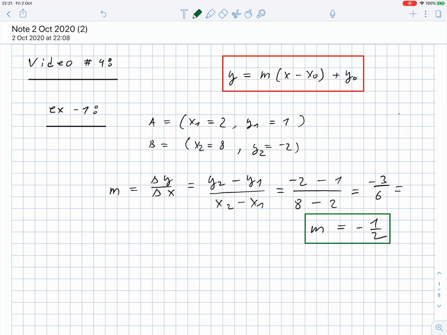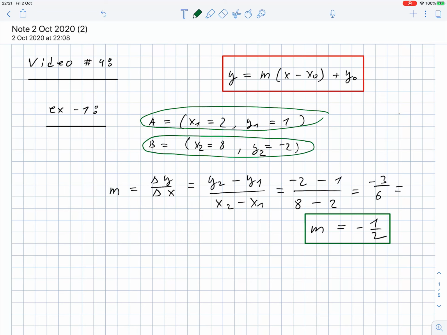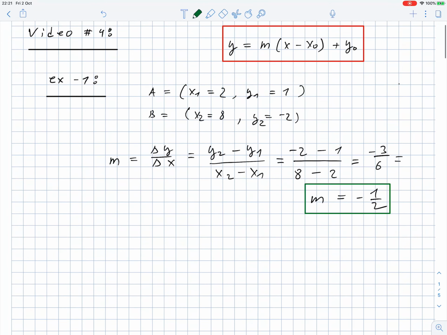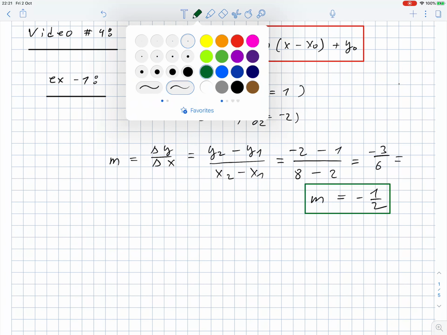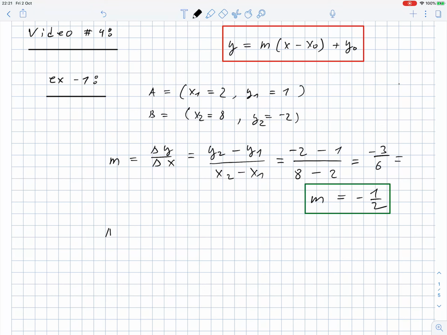Now we have the slope. The next step is to choose the fixed point. You can take one out of the two, A or B. It doesn't matter which you choose, you will get the same result. Let's assume that your fixed point will be A. So A equals x0 equals 2, y0 equals 1.